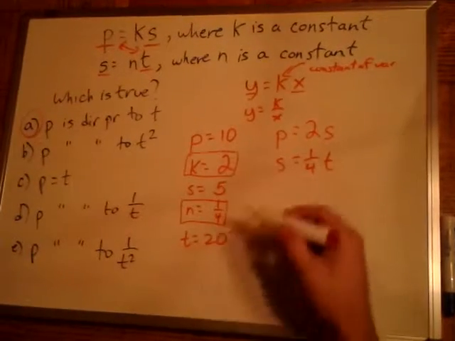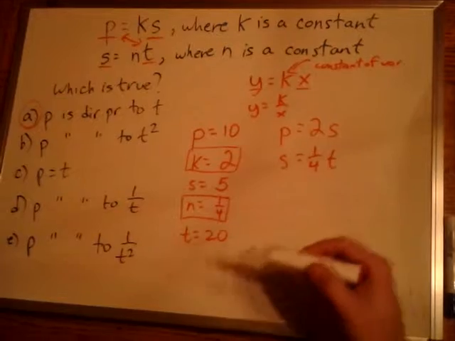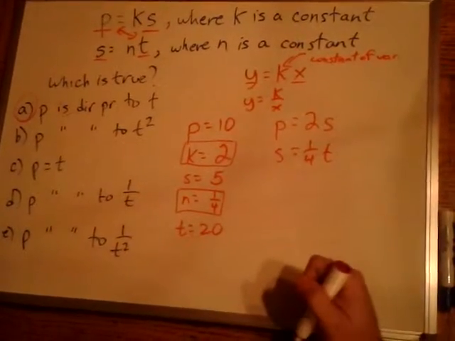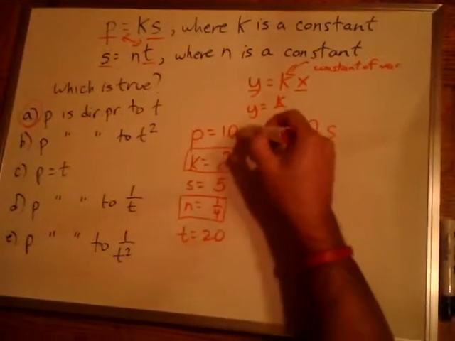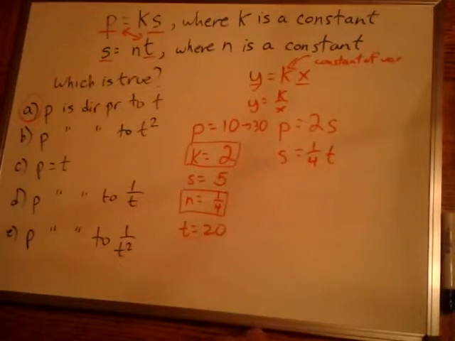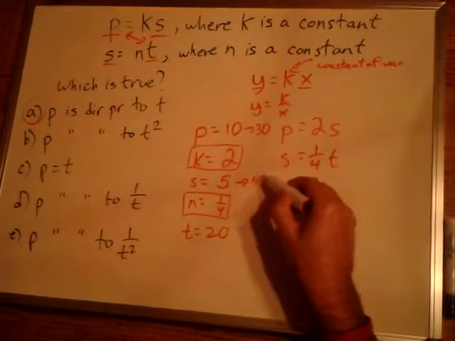So I'm just going to triple P, and let's see what happens to the rest of them. By definition, if I triple P, if they're all directly proportional, S and T should also triple. So let's see what happens. So P is going to go from 10 to 30. And certainly if I put 30 in there for P, you're going to see S go to 15, right?